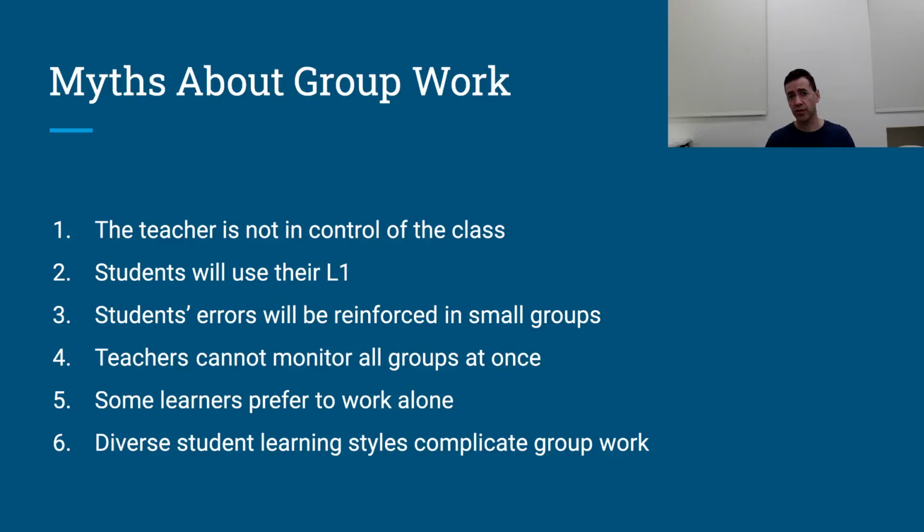Some learners prefer to work alone. That's true, but that's why you need to have a balance. Sometimes it's individual, sometimes it's group work. And it's a real part of life where we have to work together with other people. And then, diverse student learning styles complicate group work. They can, or they can benefit. So you have to know your students, the different types of styles, and maybe you can use that to your advantage, where maybe one student is a better listener than the others. And so their job is going to be to listen and take the instructions down. Someone else might be better at hands-on, so that student can get the job where they need to use their hands. Make it work for you.